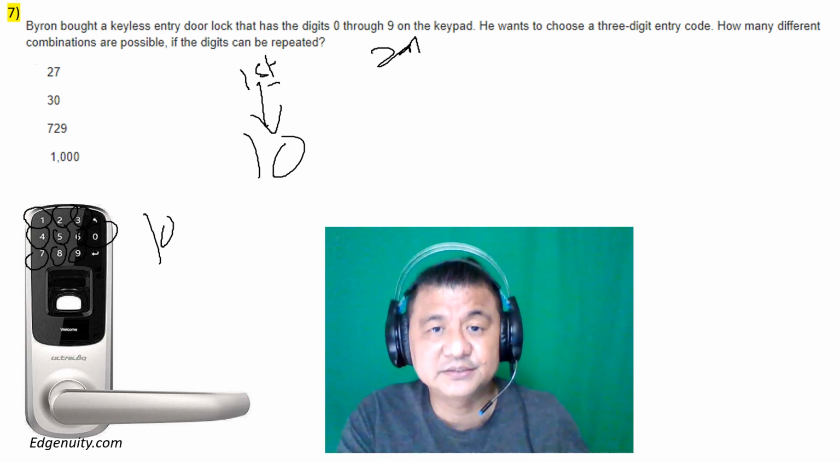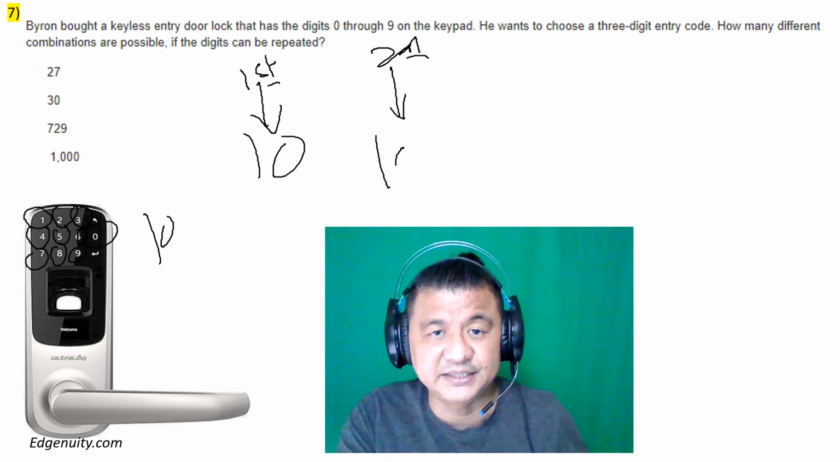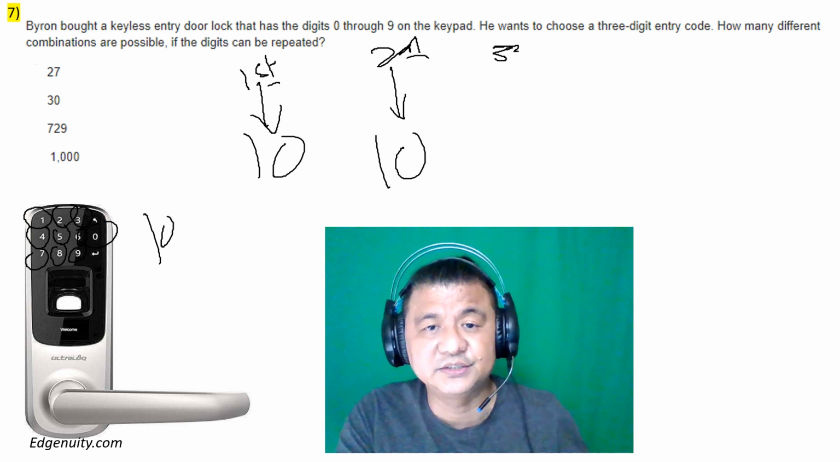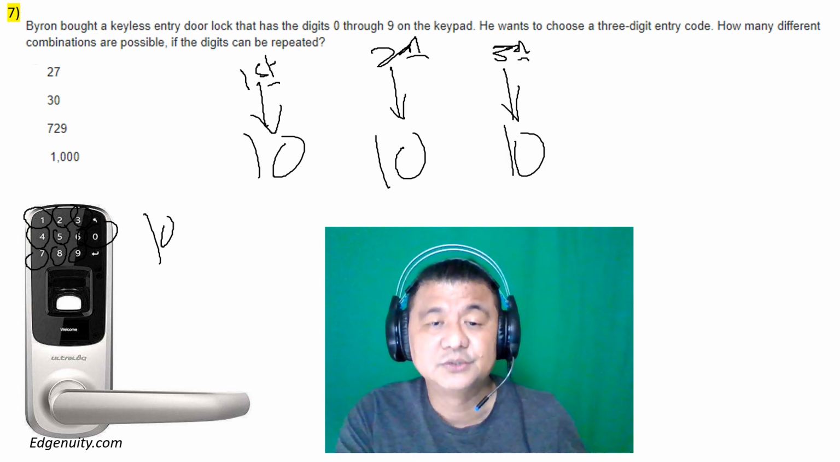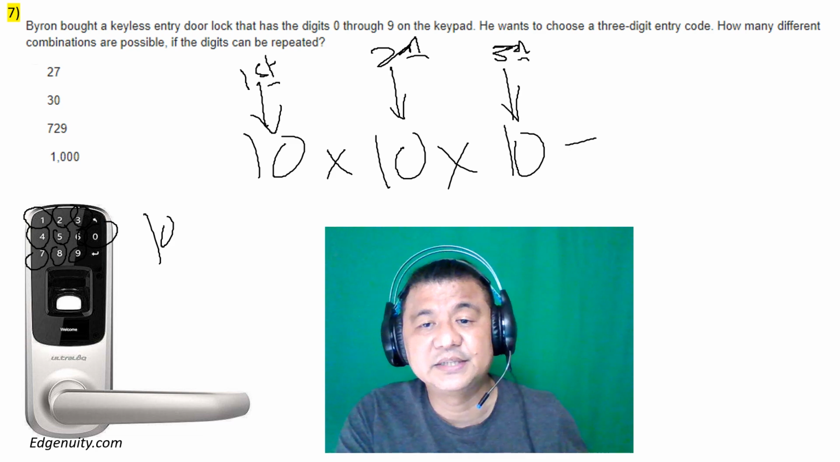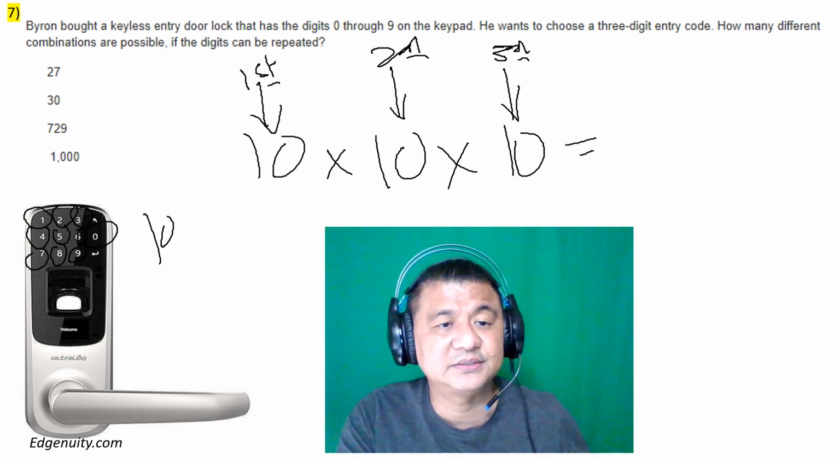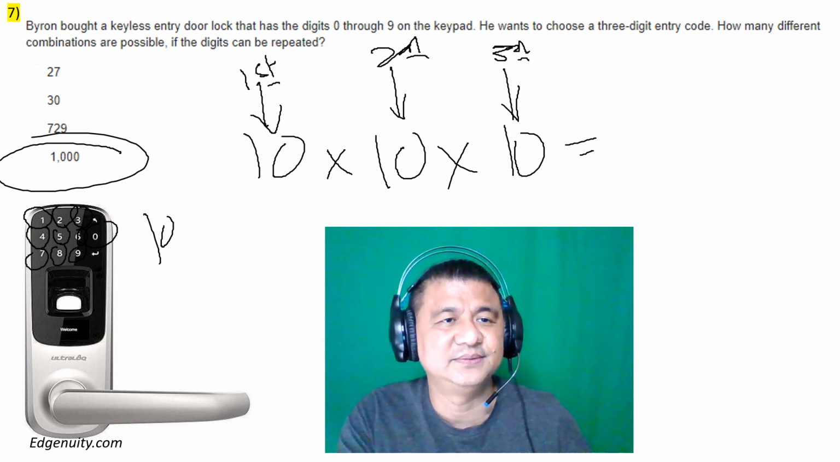For the second, since it can be repeated, there could be 10 again. For the third digit, there could be 10 again. So use your counting principle. 10 times 10 times 10 is 1,000.